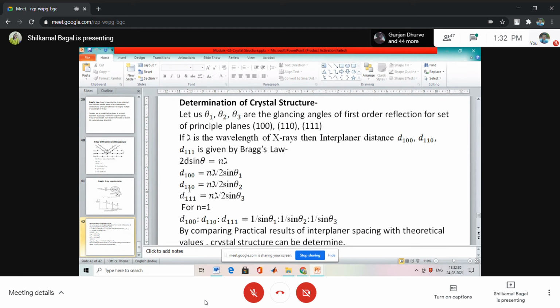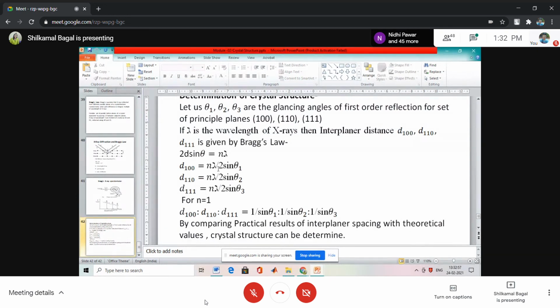Similarly, D110 will become n lambda upon 2 sin theta 2, where theta 2 is the glancing angle for 110. For the third set of planes, D111 will be n lambda upon 2 sin theta 3, where theta 3 is the glancing angle for 111. Here we have considered first order reflection, so n is 1.